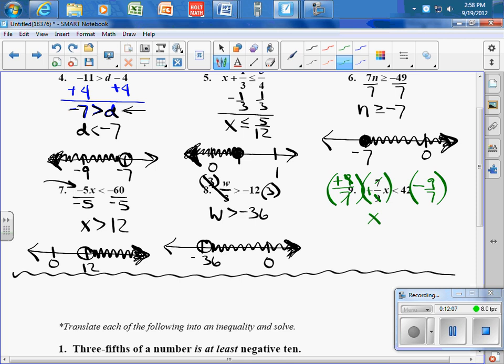On the right side, we have 42 times negative 9/7. Plug that into your calculator and you'll get negative 54. But because we multiplied both sides by that negative number, that negative 9/7, we reverse the inequality sign. We get x is greater than negative 54. When we graph that, let's say I have 0 here and negative 54 here. Hollow circle at negative 54 and shade everything to the right.